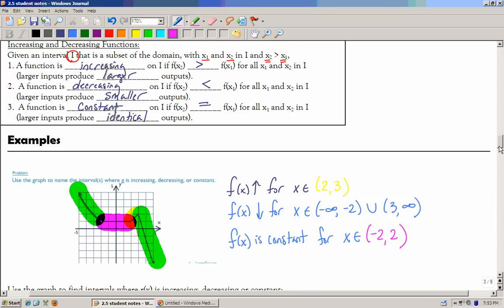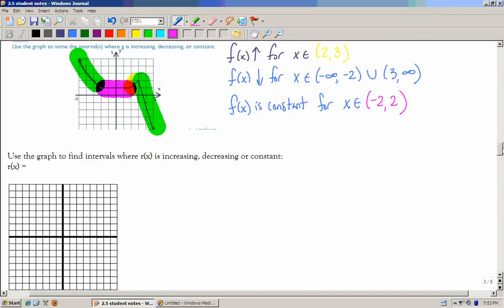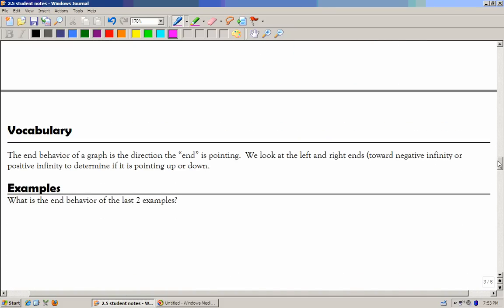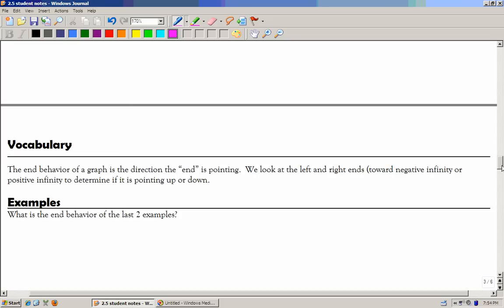We're going to skip down to the next section where it has a little bit more vocabulary. The end behavior of the graph is the direction the end is pointing. We look from left to right. So we're looking from negative infinity to positive infinity to determine if it's pointing up or down.